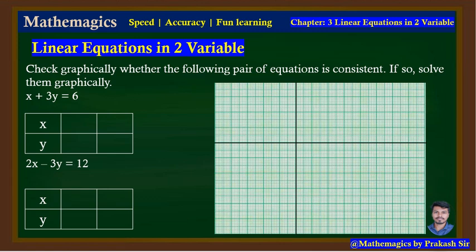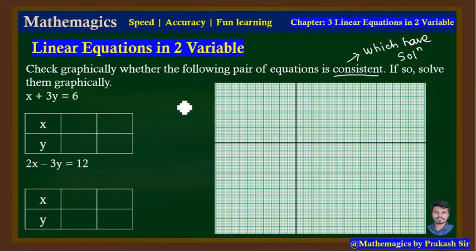It is obviously a pair because we are taking two different linear equations in two variables. The question is saying: check graphically whether the following pair of equations is consistent. If so, solve them graphically. Here we are getting one more word, that is consistent. Consistent means having a solution, having solutions.